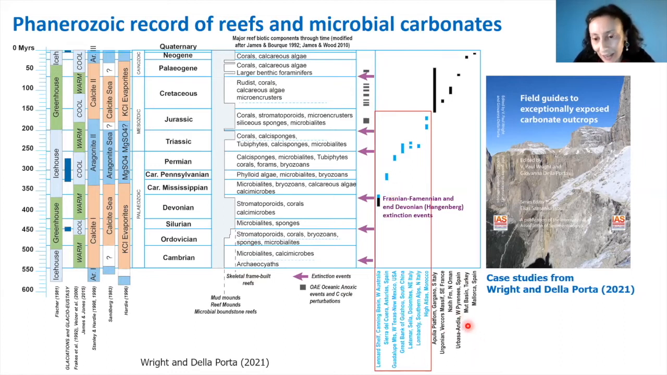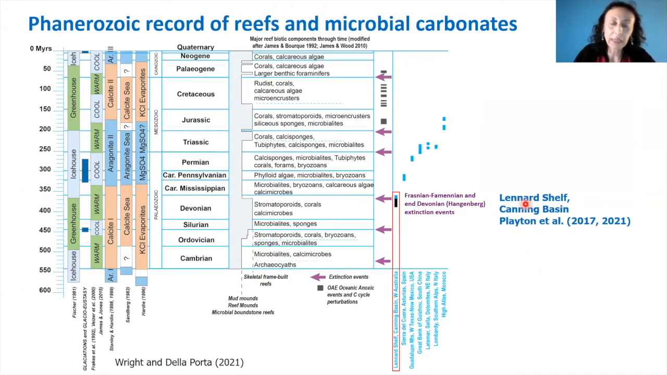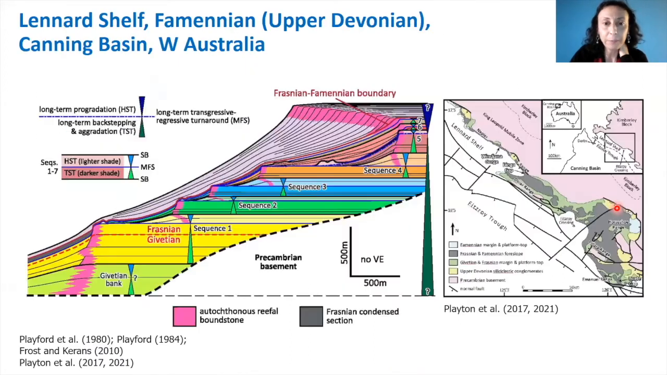The case studies here indicated in blue are those containing this volume that we will not consider because they do not contain a dominant or major proportion of microbial carbonates. So we start from the example of the Canning Basin in the late Devonian, Leonard Shelf, and we focus on the portion of this carbonate platform accumulated after the Frasnian extinction event.